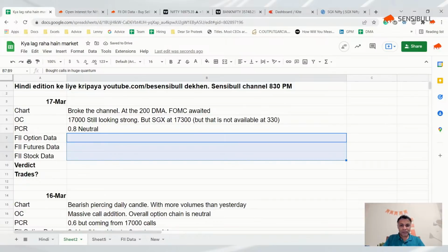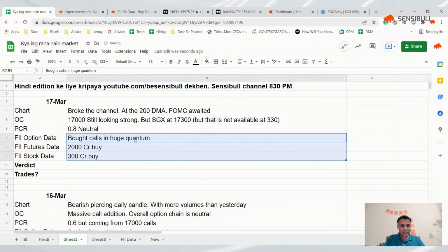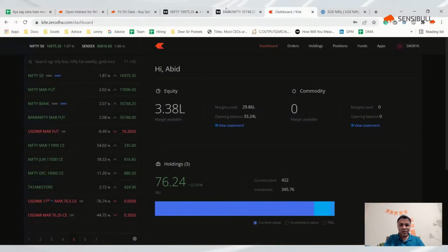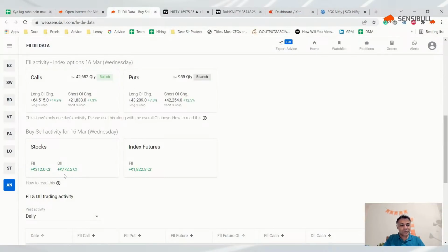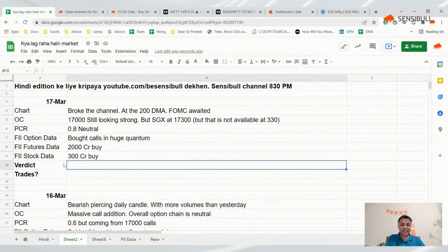I don't know how FIIs will feel about having missed the whole rally. It's kind of very weird because retail, it seems, won over FIIs in the last few days. No, it's too early to say anything. Let's not make conclusions like that. And so, finally, the verdict is the FOMC decision.